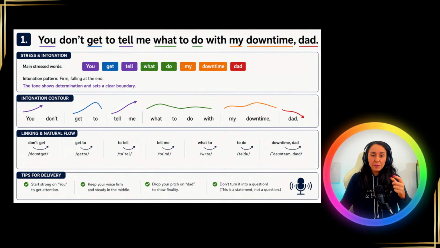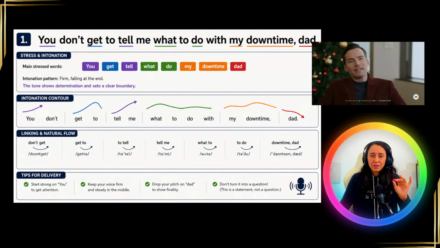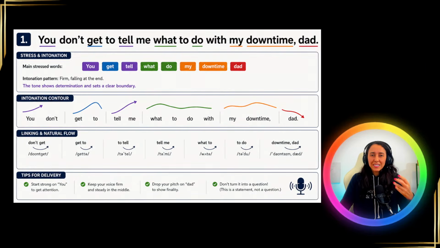Very, very good. And his pronunciation with the TH sound in with is so good. Let me go one more time. You don't get to tell me what to do with my downtime, Dad. With my downtime, Dad. It's very soft, but so good. Awesome. Let's go to the next one.